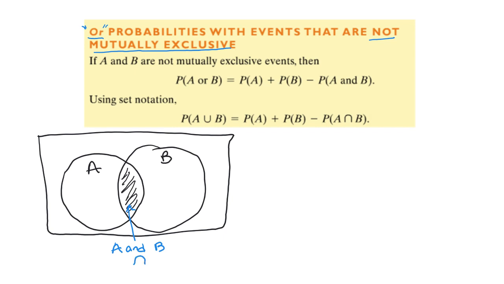Set notation looks like that. Let's take a look at our formula. It says if A and B are not mutually exclusive events, then in order to find the probability of A or B, we need to take the probability of A plus the probability of B minus the probability of A and B, the intersection. And that's the same thing with the set notation.